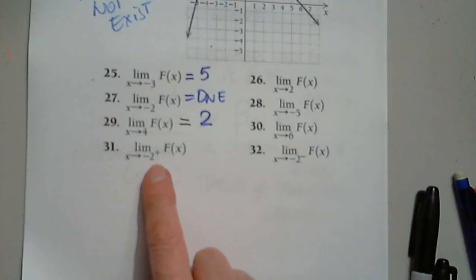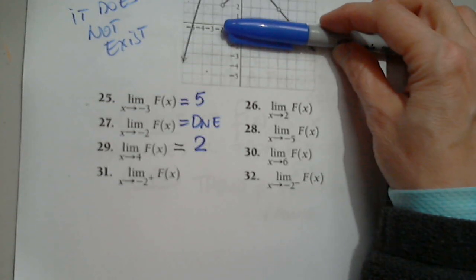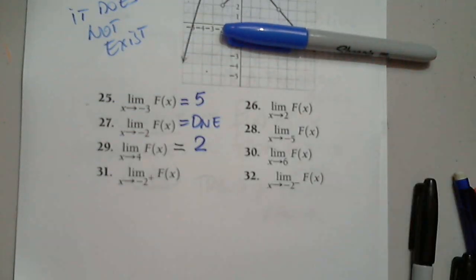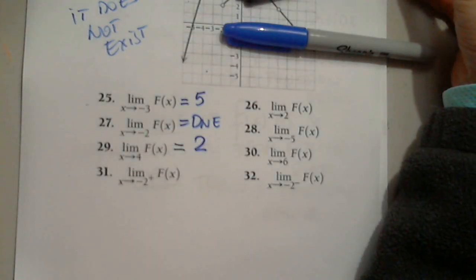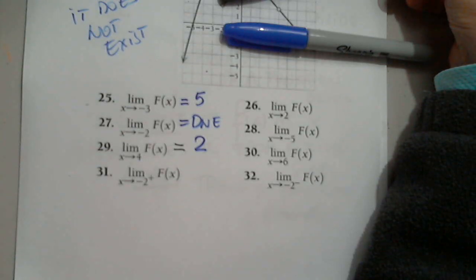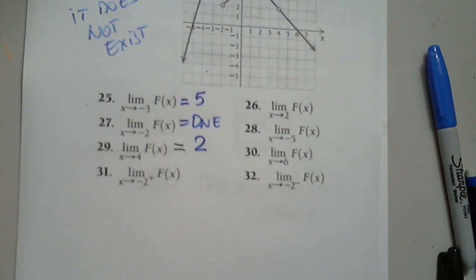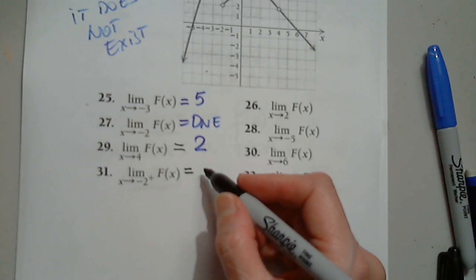So negative 2 from the right. As x approaches negative 2 only from the right, the function values get closer and closer to which value? Anyone? Is it 2? Exactly 2.